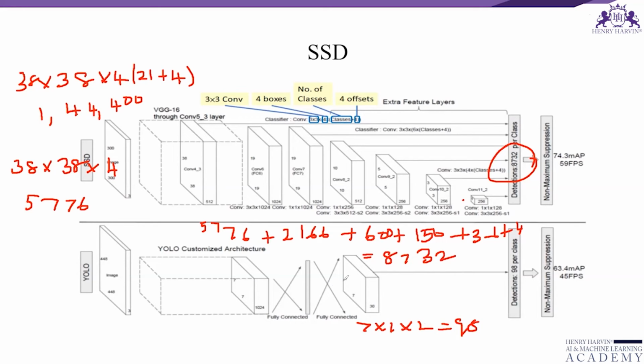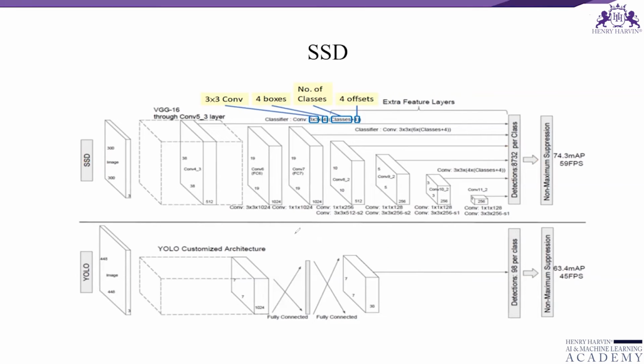So how do we do this better? Whenever we talk about the loss function, here we will be talking about L_conf and L_loc. So what are they basically?